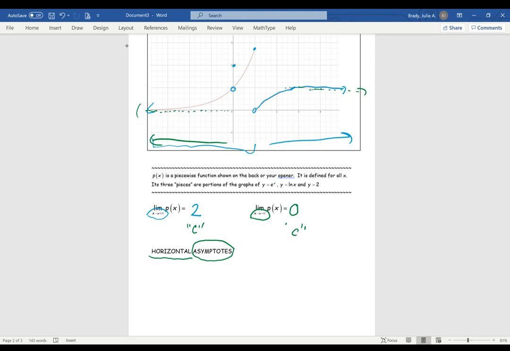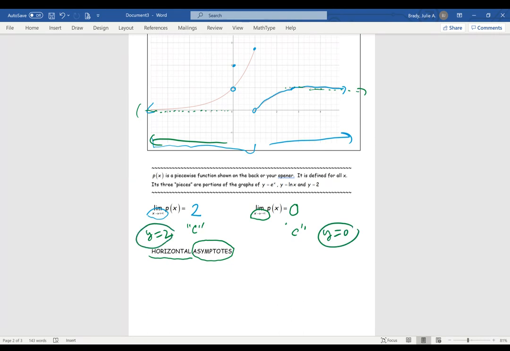So let's see. At the right side of the curve, the function behaves like y equals 2. And on the left side, it behaves like y equals 0. And these are the horizontal asymptotes.